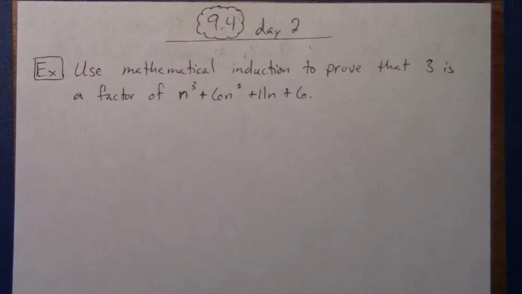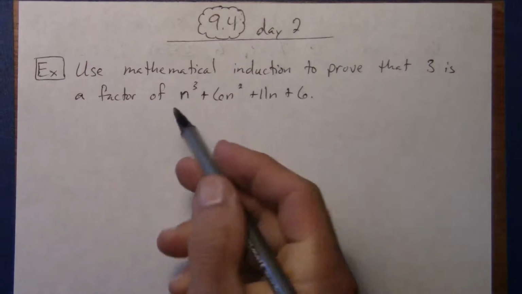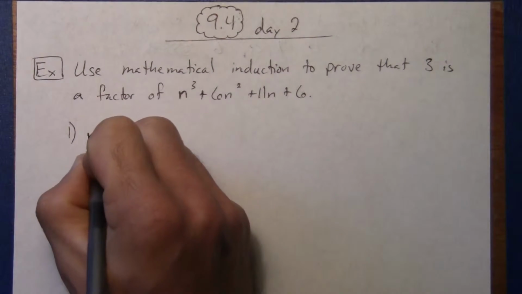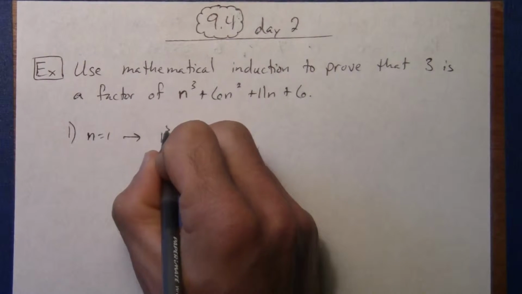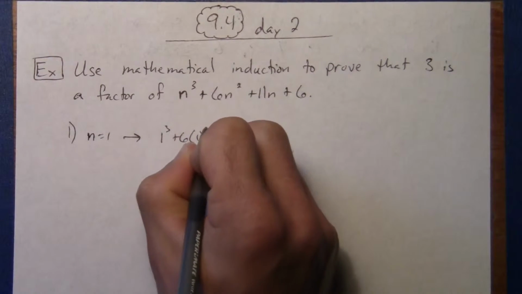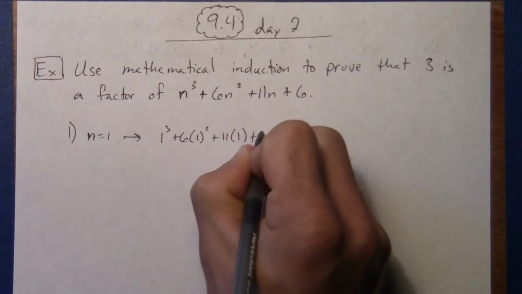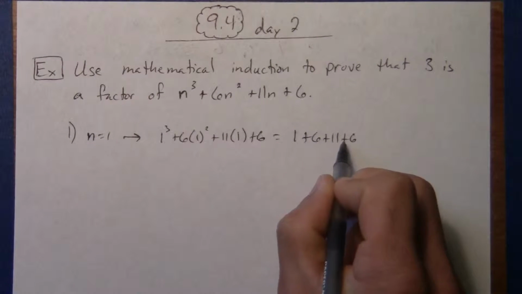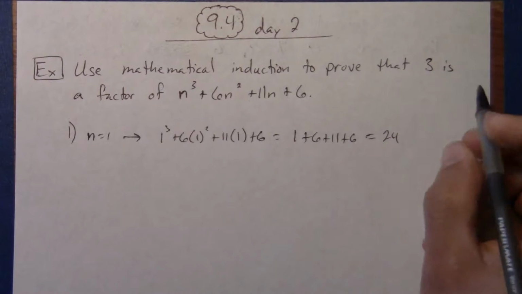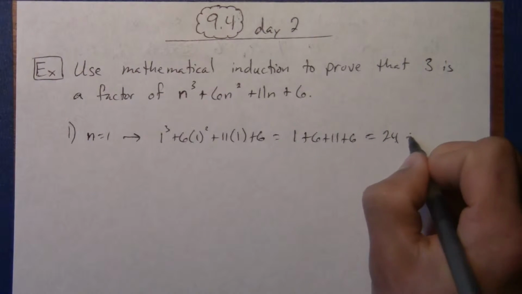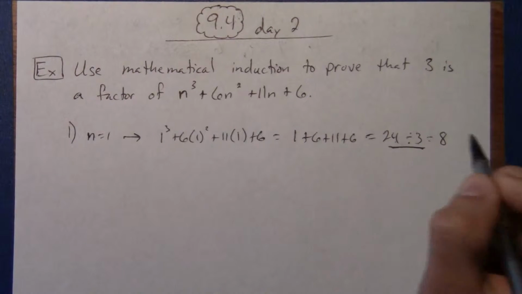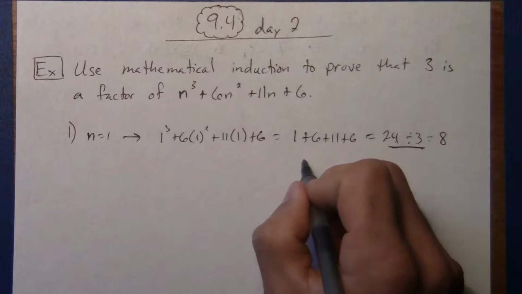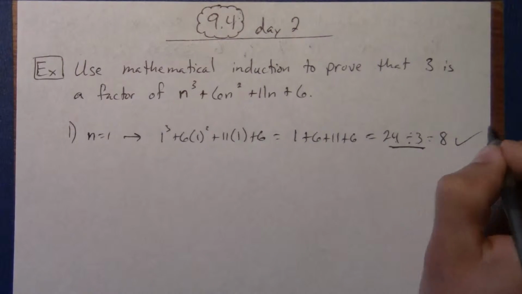This problem is asking us not to prove a sum, but to prove that a number is a factor of this formula. So remember there were 2 things that we were supposed to go through. We were supposed to assume that it was true for when n was equal to 1. So when n is equal to 1, I've got 1 cubed plus 6 times 1 squared plus 11 times 1 plus 6, which is 1 plus 6 plus 11 plus 6, or this looks like it's 12 and 12, so 24. And clearly 24 is divisible by 3. It's going to give me 8. So because that goes into 24 evenly, I can say yes, 3 is a factor when n is equal to 1. Alright, so that checked out.